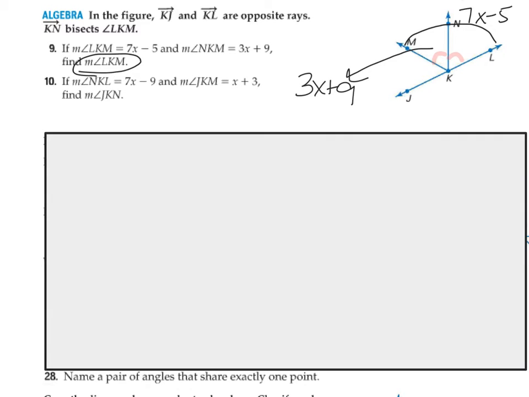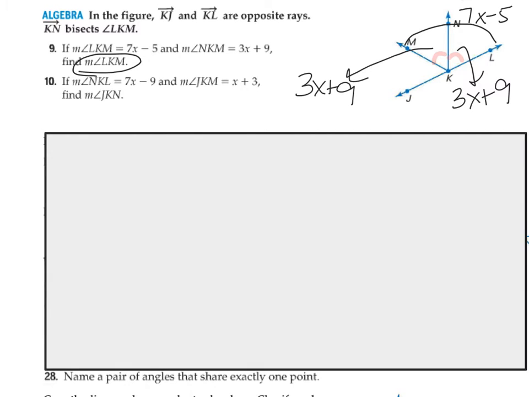So look at your diagram. You'll notice that angle NKM and angle LKN measure the same because ray KN is an angle bisector. So I'm going to indicate that this angle also measures 3x plus 9. Then if you look at the diagram, we can see that the entire angle LKM is made up of the sum of its parts. So this 7x minus 5 measure is going to be equal to 3x plus 9 plus 3x plus 9.